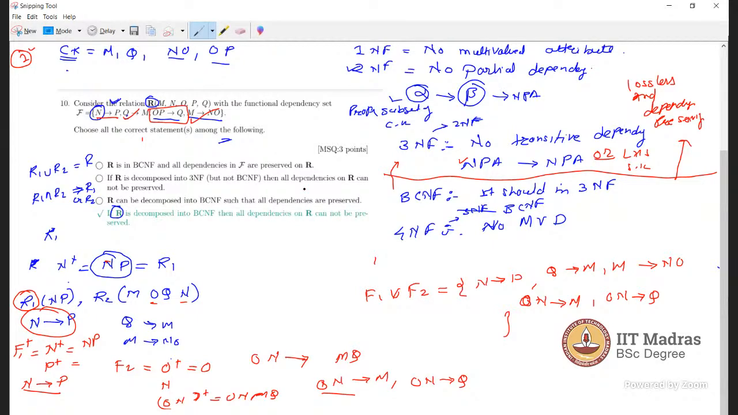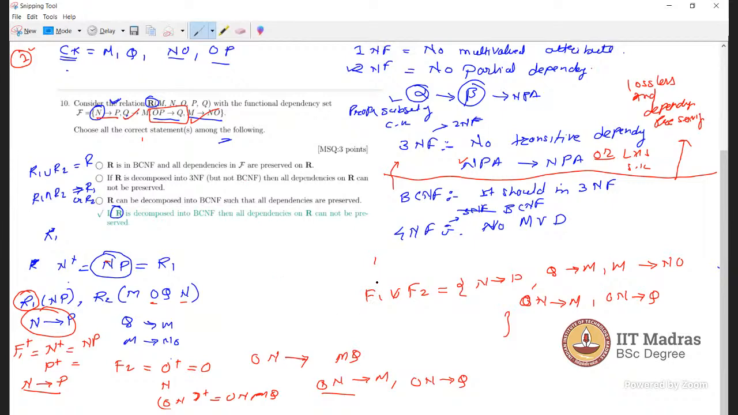Can you give an example? Because in all cases, I'm just saying the reverse of this. You should not introduce any new dependency, because if it's a transitive dependency, that transitive dependency should still be part of either R1 or R2. You cannot combine these two and form a transitive dependency. That's not allowed, right? But the formula is closure of F equals the closure of F1 union F2.